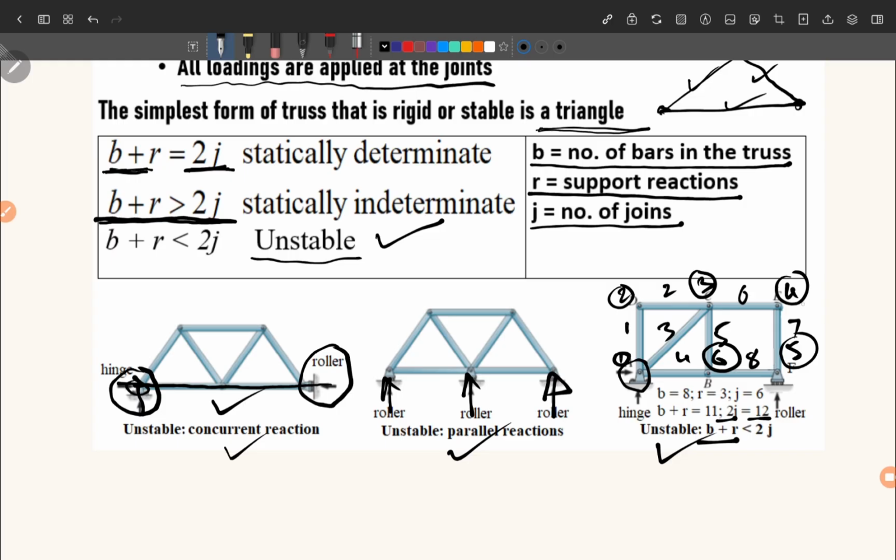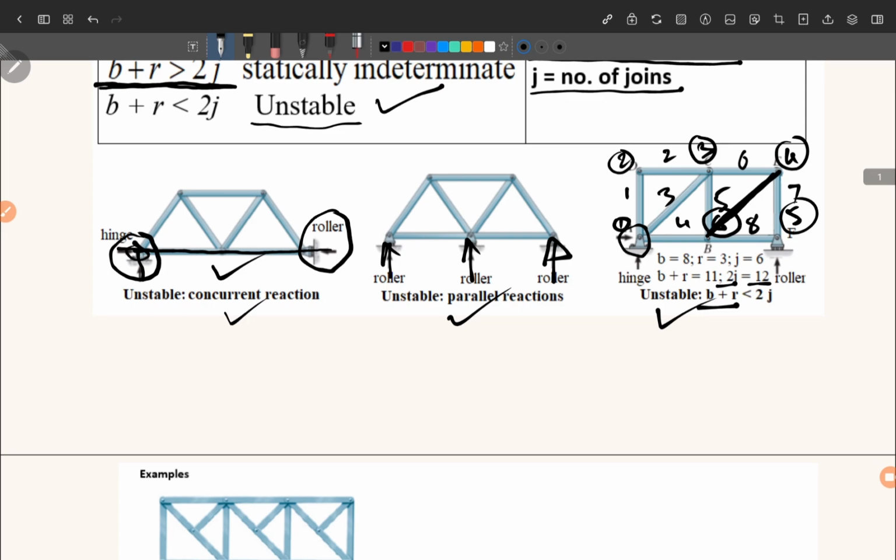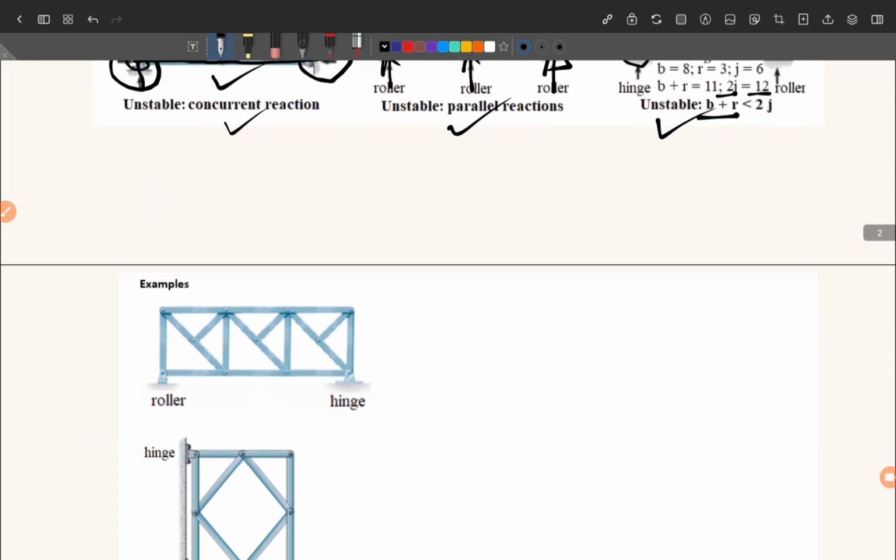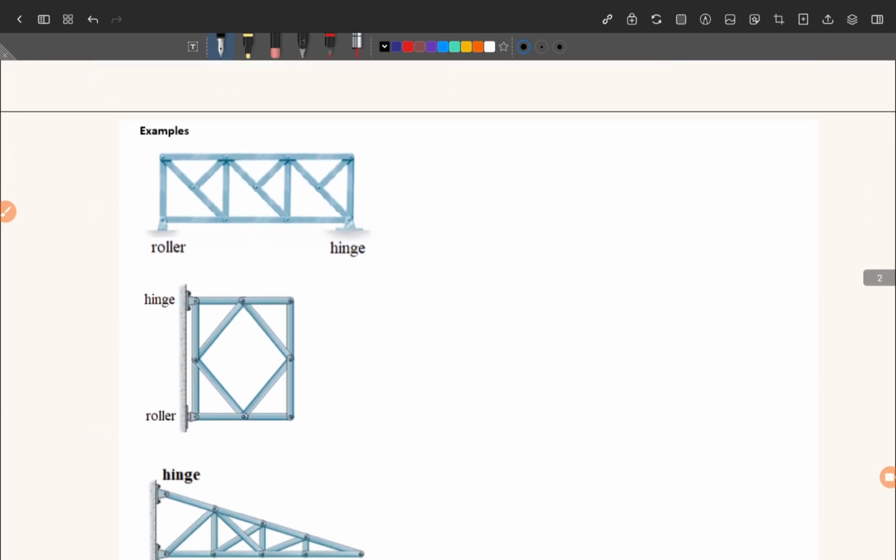This is because of this arrangement of these members. You are not getting a rigid frame. In that case, if we add one member here, then it will become stable. Okay, now we'll solve some more examples and see how easily we can determine the stability and determinacy of our structures.